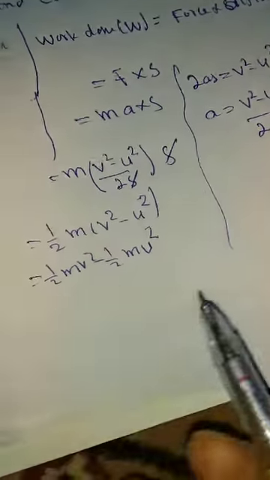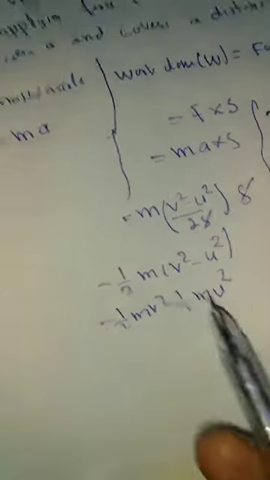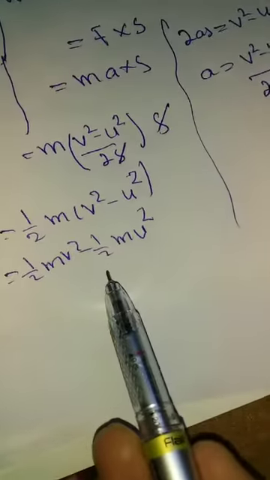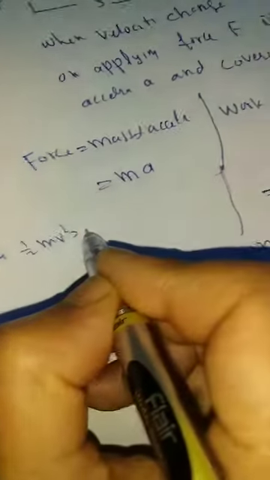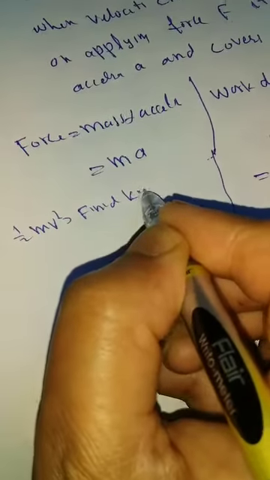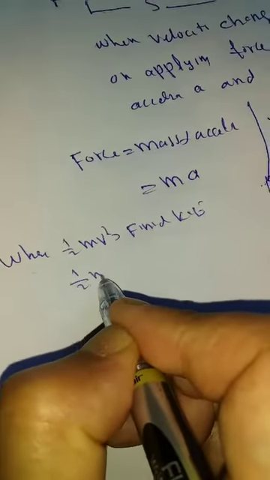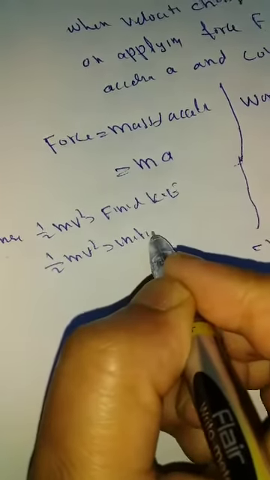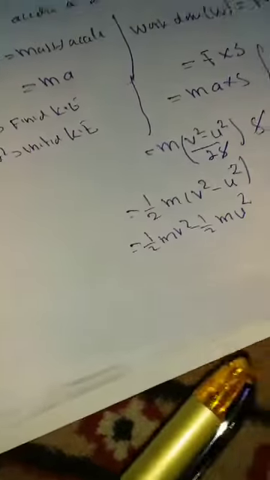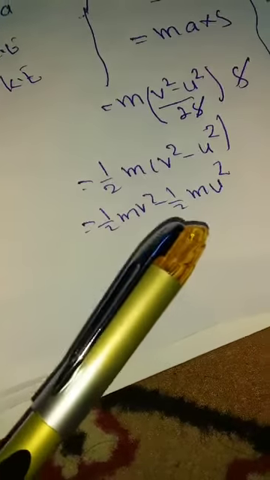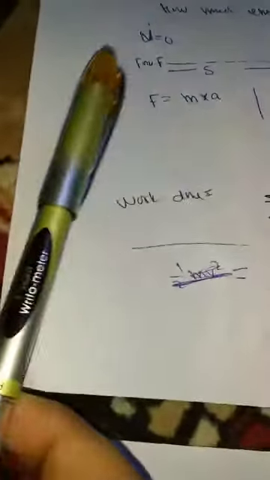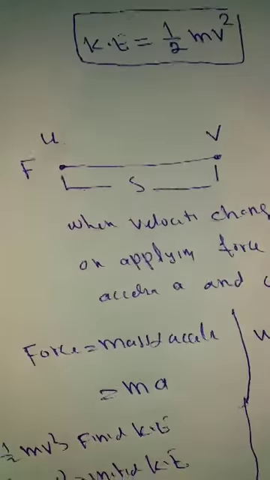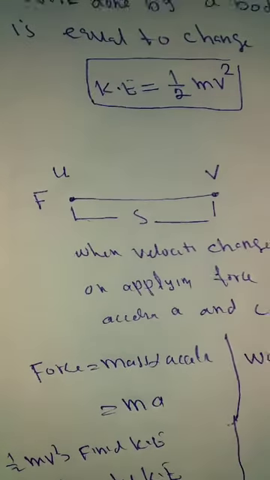But 1/2 of m v square is the final kinetic energy, and 1/2 of m u square is the initial kinetic energy. That means final kinetic energy minus initial kinetic energy is equal to the change in kinetic energy. Here velocity increases from u to v, so we can say this change in kinetic energy is the increase in kinetic energy of the body.